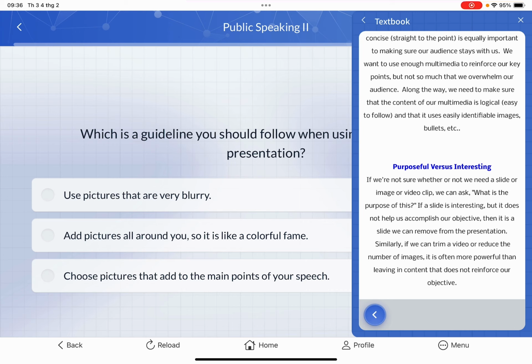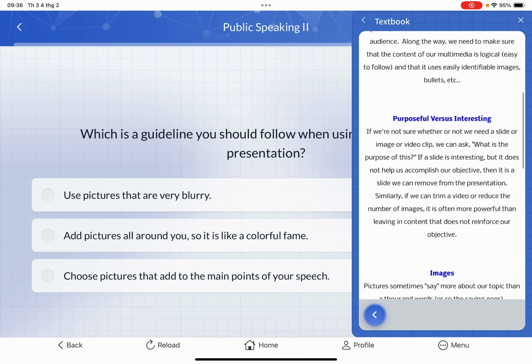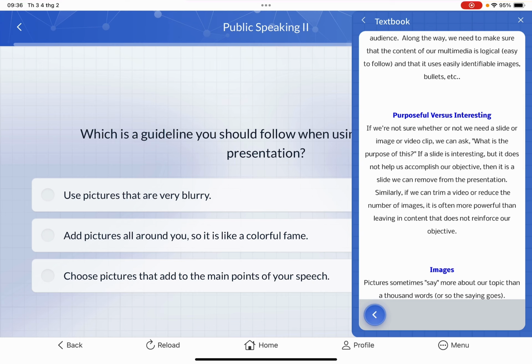Because if we do not trim a video, it can have other information that is not related to our presentation, to our speech. And that can make our audience overwhelmed. That can make our audience confused. So if we can trim a video or reduce the number of images, or delete some of the slides that are not important, that do not help us accomplish our objective, we can remove that.